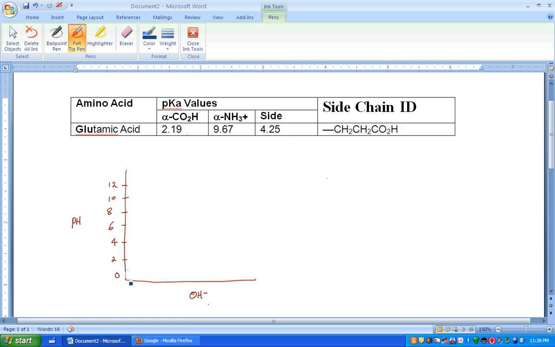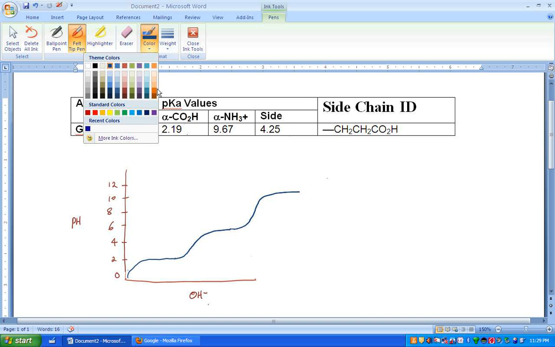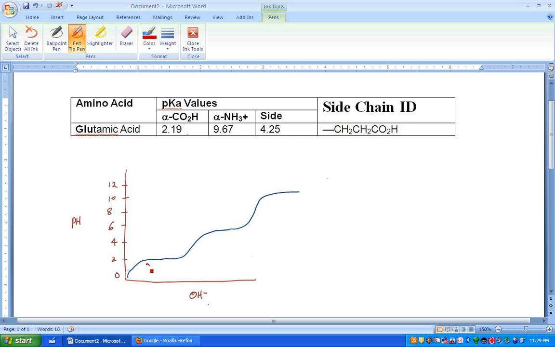So general shape of titration curve, because it has 3 buffering points, is going to look like one at 2.19. Where's the next one? 4.25, and that's referring to the side chain. And then there is another one for the amino group around 9.67. So let's put those values in. Okay, so one at 2.19, second one at 4.25, and 9.67.